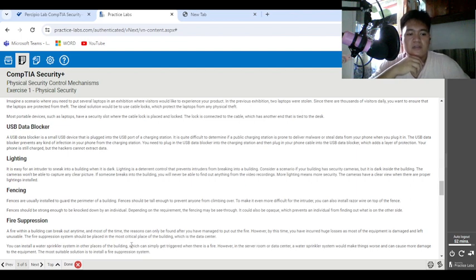Lighting. It is easy to sneak into a building when it's dark. Good lighting prevents intruders from breaking into the building.